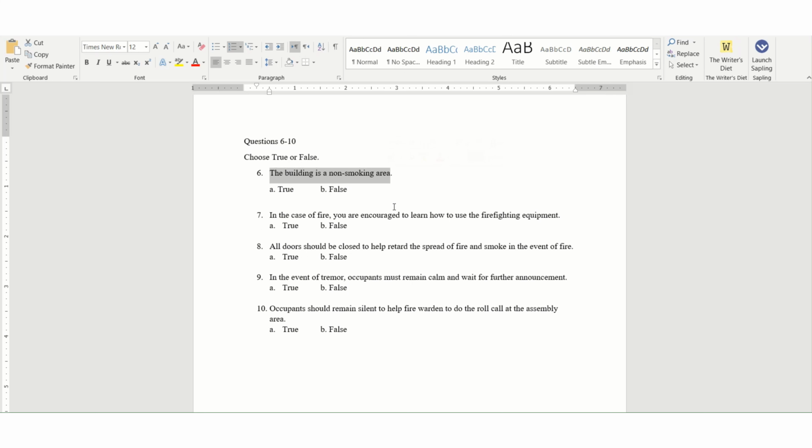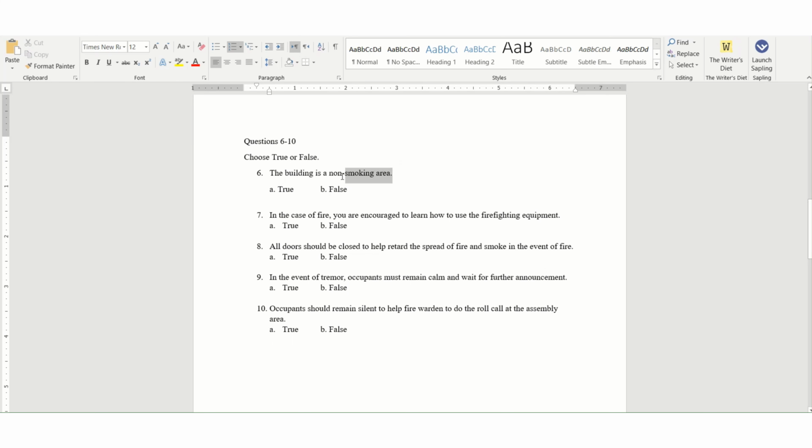Okay, right. For example, question number 6 here. The building is a non-smoking area. So in the recording, maybe it is stated that there is a certain place in the building where you can smoke. So it means that the whole building is not really a non-smoking area, because there are certain places where you can smoke. So the answer for this may be false.